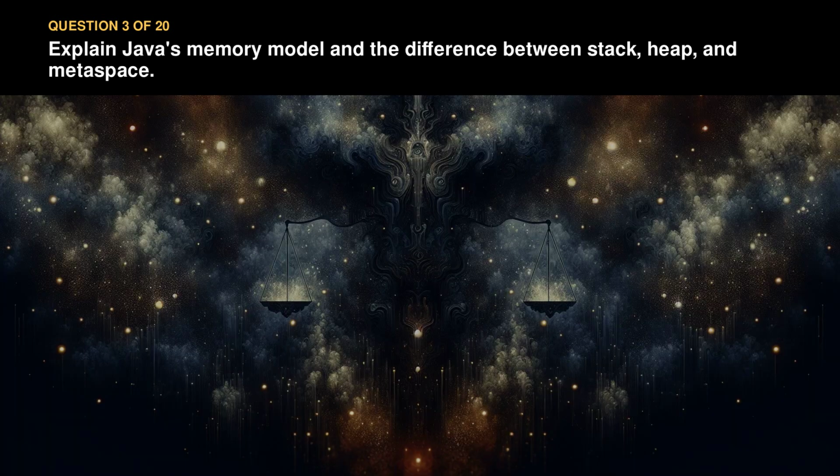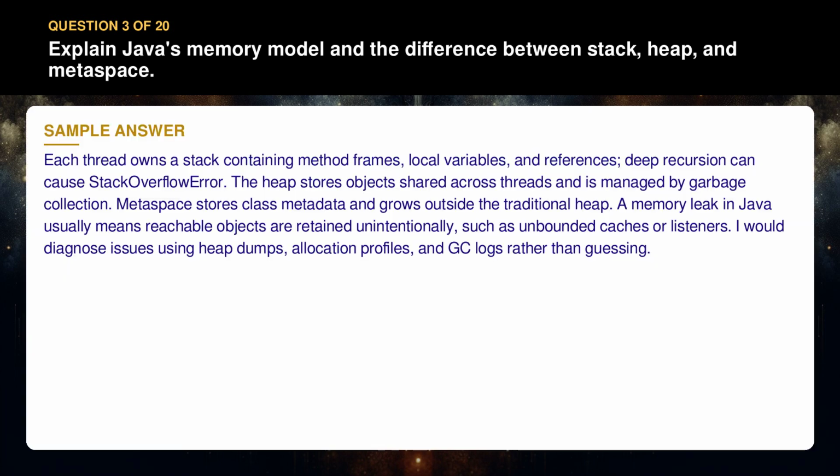Question 3. Explain Java's memory model and the difference between stack, heap, and metaspace. Each thread owns a stack containing method frames, local variables, and references. Deep recursion can cause a StackOverflowError. The heap stores objects shared across threads and is managed by garbage collection. Metaspace stores class metadata and grows outside the traditional heap.